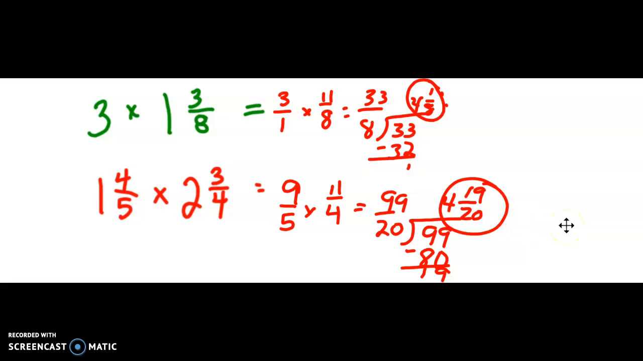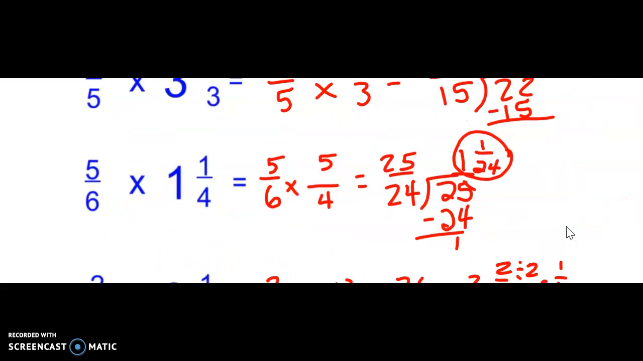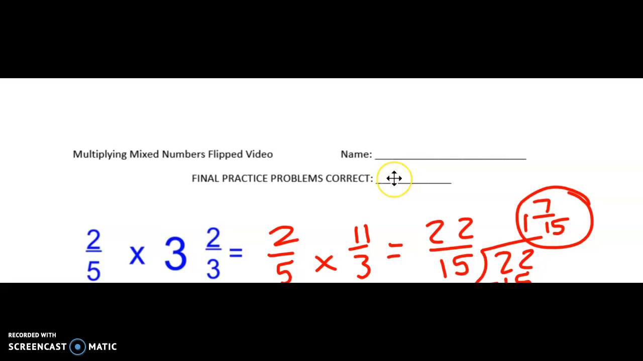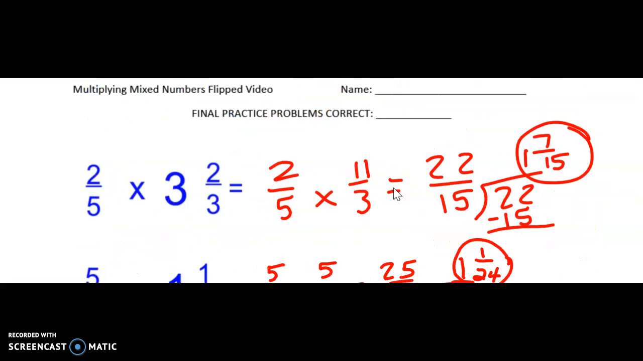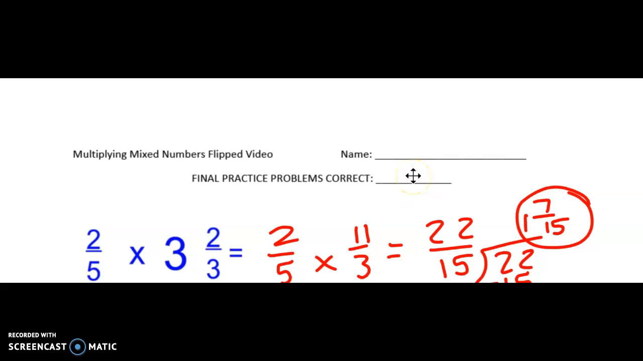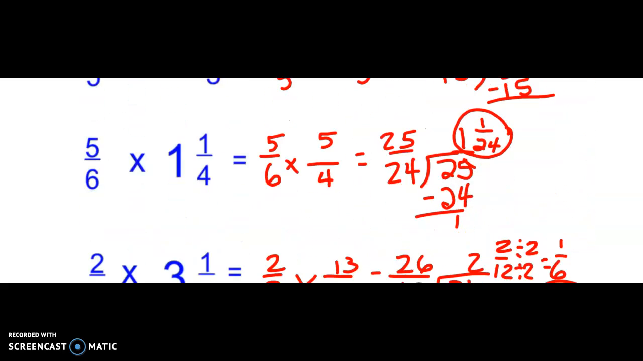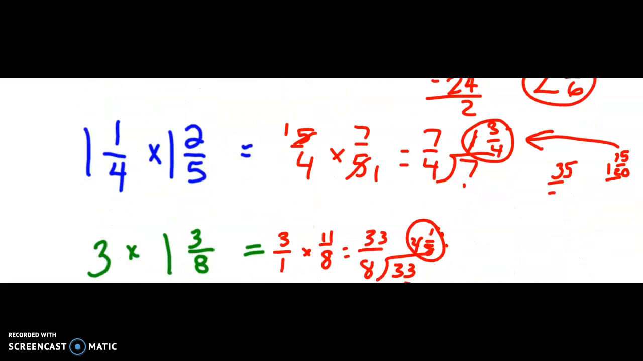So at the top of the paper, it asks you to write in a total amount that you had correct. So there were 6 questions. I want you to write a number up there of how many out of 6 you had correct. And please make sure that your name is also filled in, and then turn this paper in. Okay, after you do all that, head into IXL and do those fraction links.